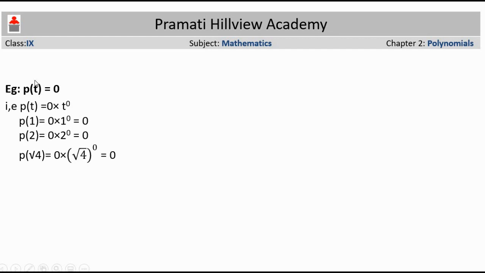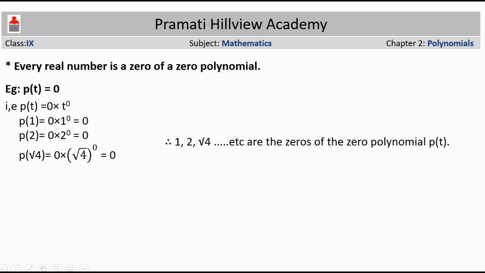Here we can understand that if t takes any value, then when substituted in the polynomial, which is the constant zero polynomial, it becomes 0. Therefore, 1, 2, root 4, etc. are the zeros of the zero polynomial p(t). That is, every real value is a zero of a zero polynomial.